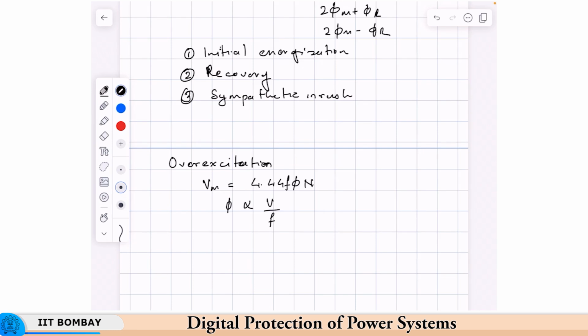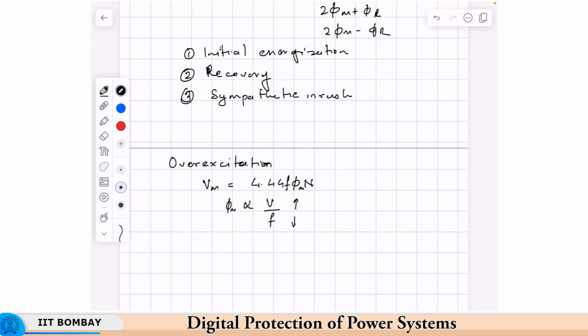This is very common with transformers in large networks or transmission networks. If due to some reason this voltage were to increase and the frequency also were to reduce, then the flux in the transformer would increase. And as we have already discussed, because transformers are operated very close to saturation for reasons of efficiency, this could lead to saturation of the transformer cores, leading to heating and other effects which could damage the insulation, the oil, etc.